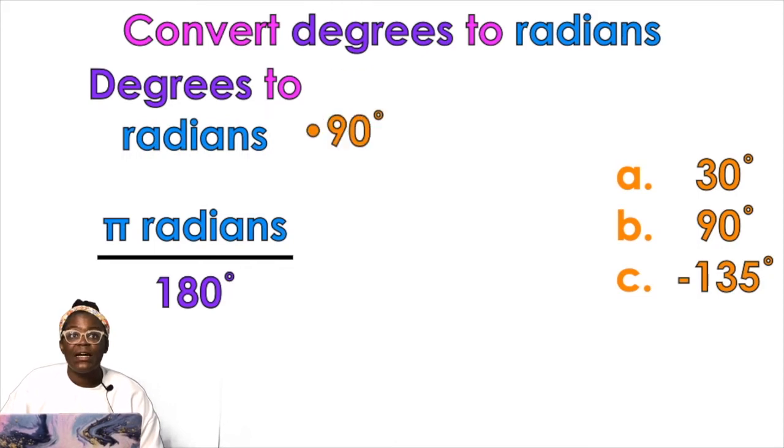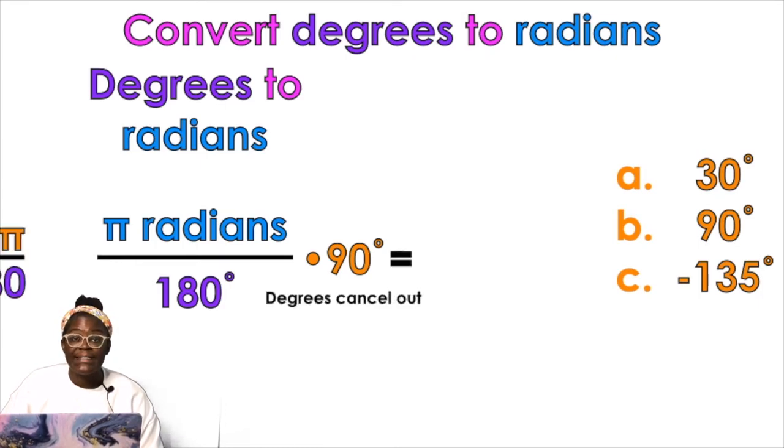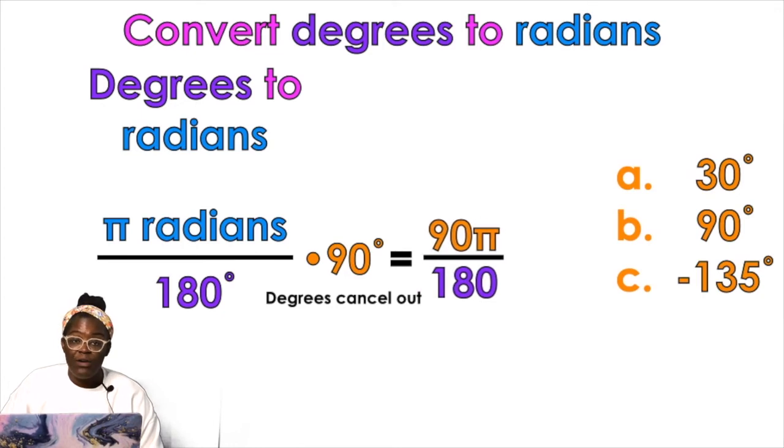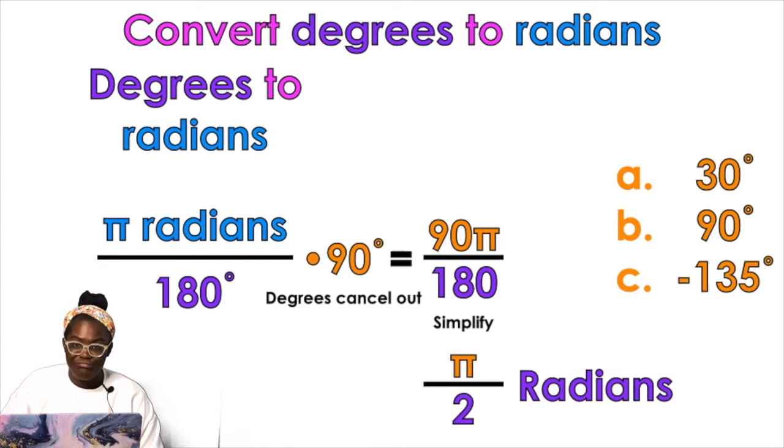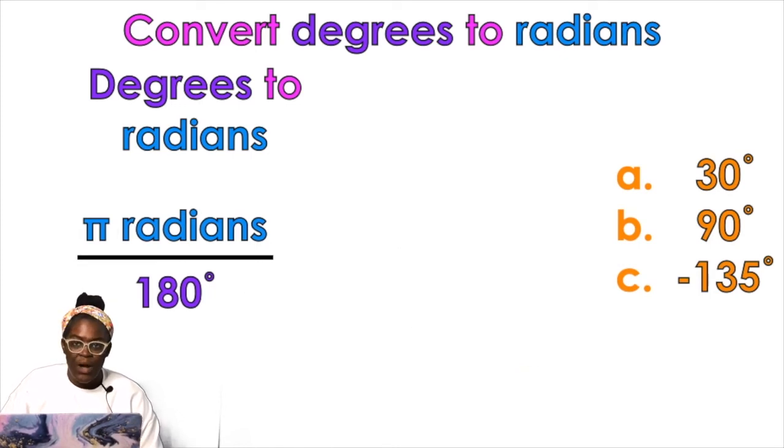So let's talk about 90 degrees. Same thing. We're going to multiply the appropriate proportion times 90. Degrees are going to cancel out. We're going to get 90 pi over 180. We're going to simplify that, and we're going to get pi over 2 radians.